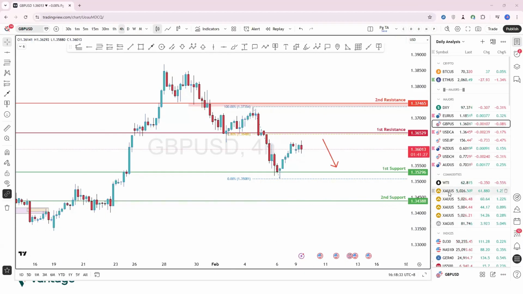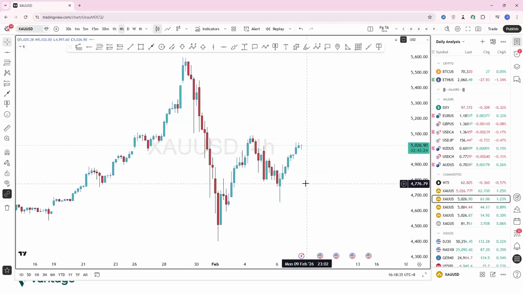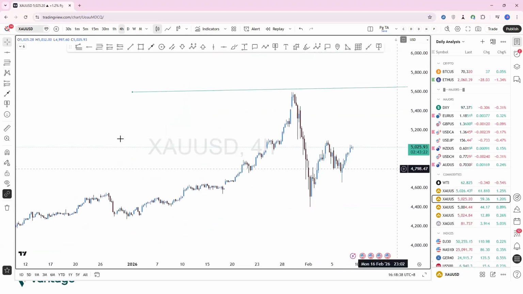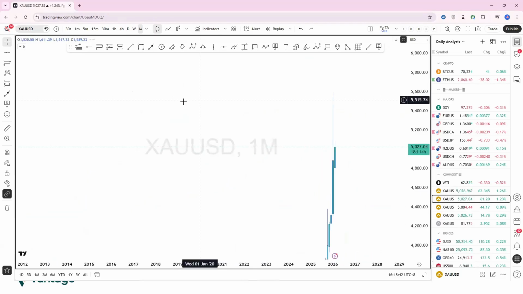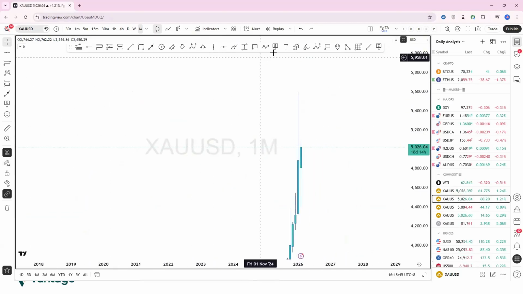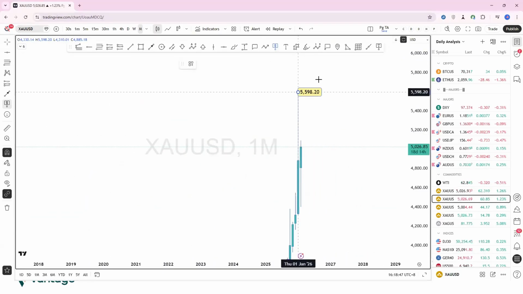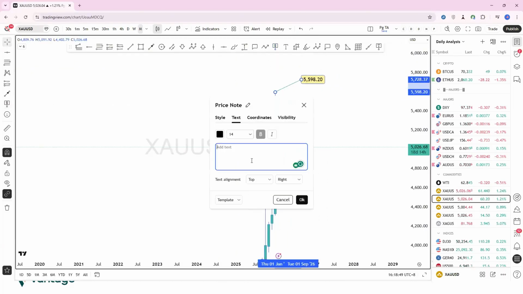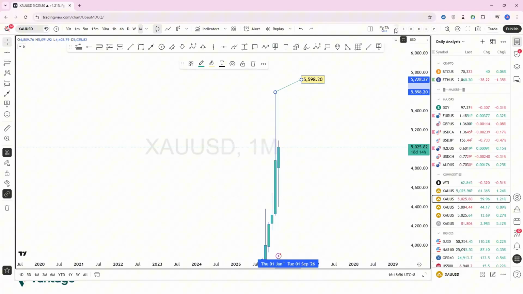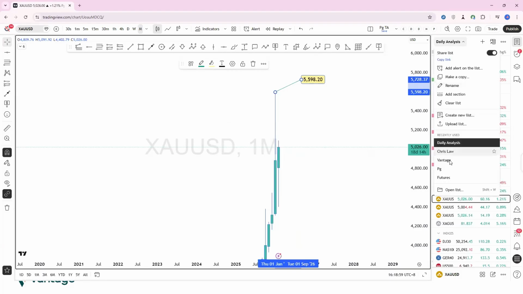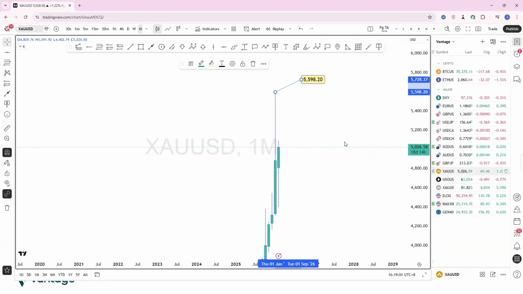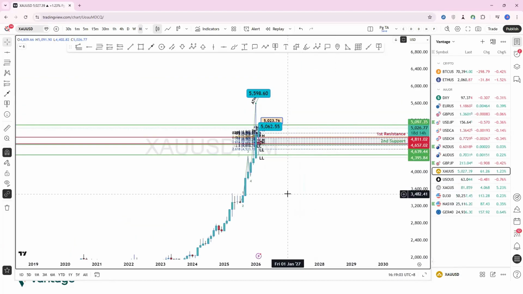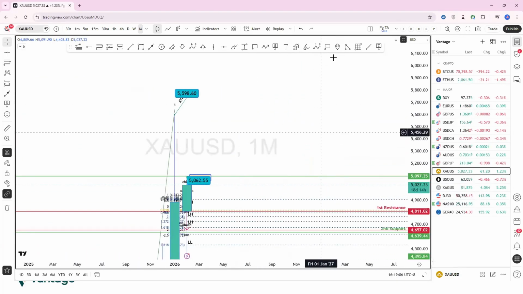Okay, now I'm going to look at gold right now. Always monthly, the all-time high was at this level. Vantage. Within my ATH was still here.